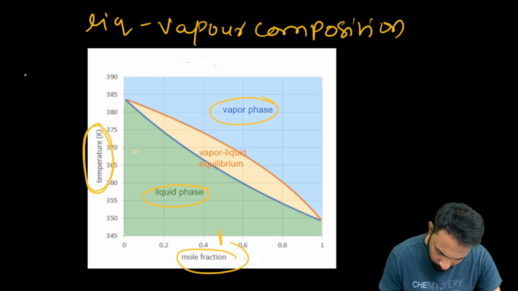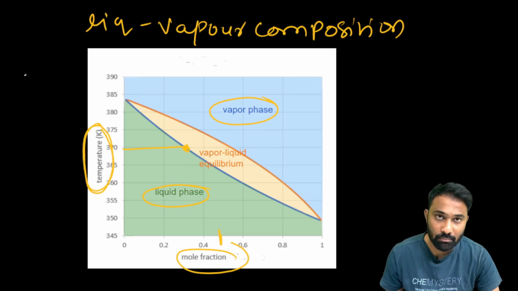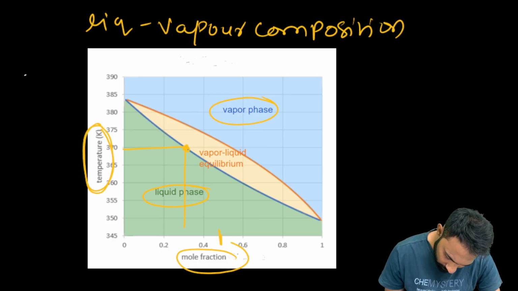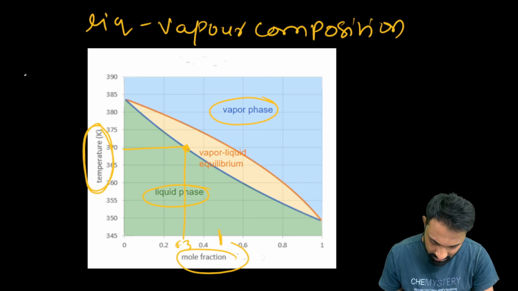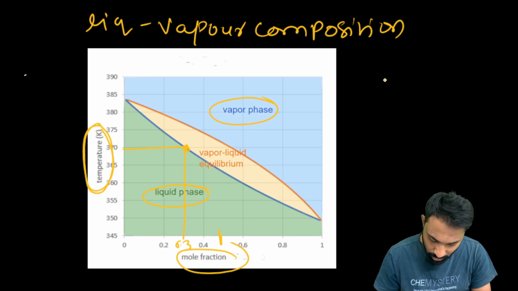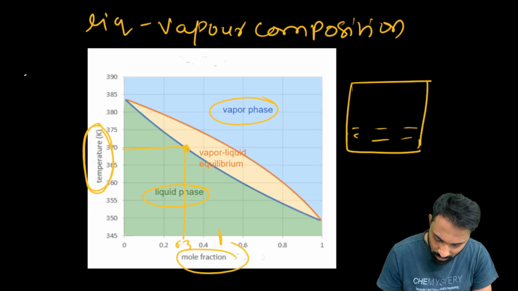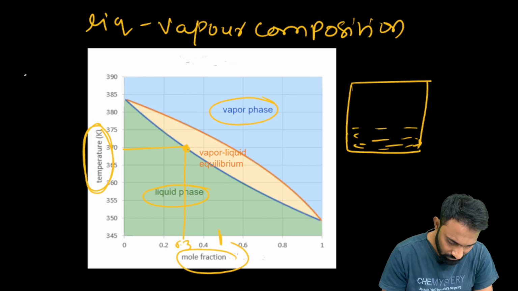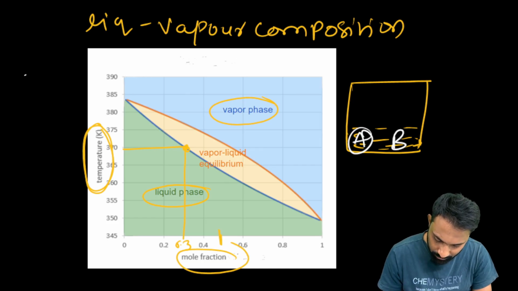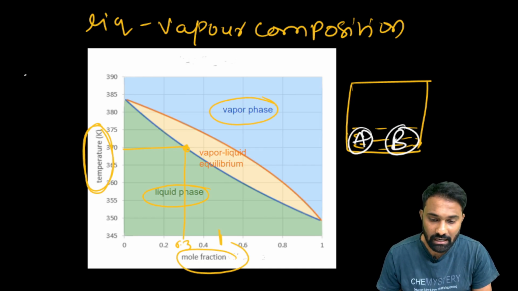Now I was talking about 370 degrees. At this particular temperature, this is the liquid composition curve. In this liquid composition curve, how much liquid do I have? Some 0.3 liquid. From this composition we got 0.3. So here we have two compositions, here A and here B.